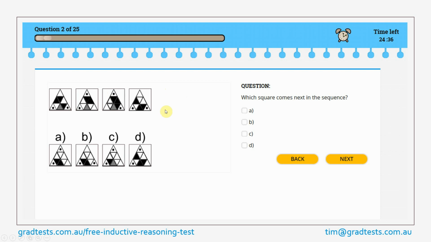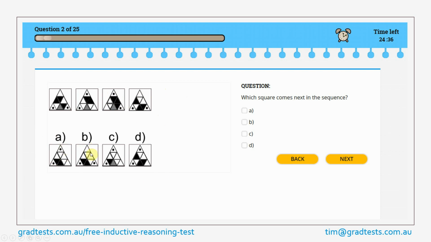So in the fifth square, what we'd expect to see then is what? This one's just gone from here to here, so it's this one's turn to move, it's going to go up here. So we should expect to see the dots in the top and bottom left triangles. So let's go down to the answer options. Which of the answer options meet that criteria?